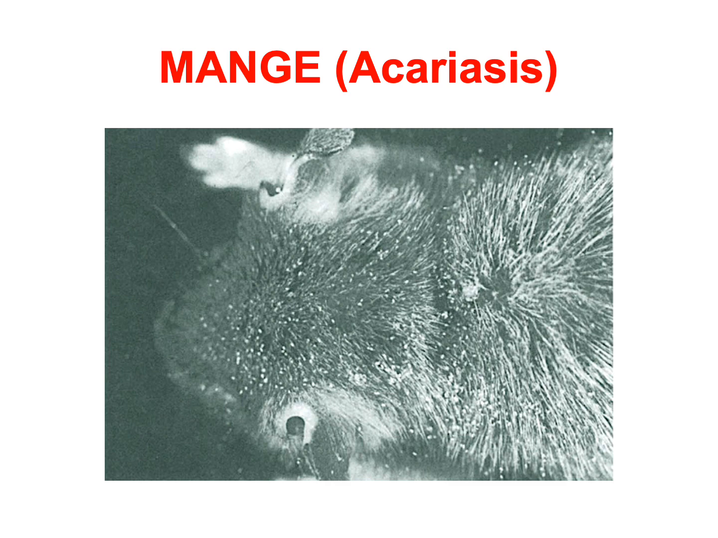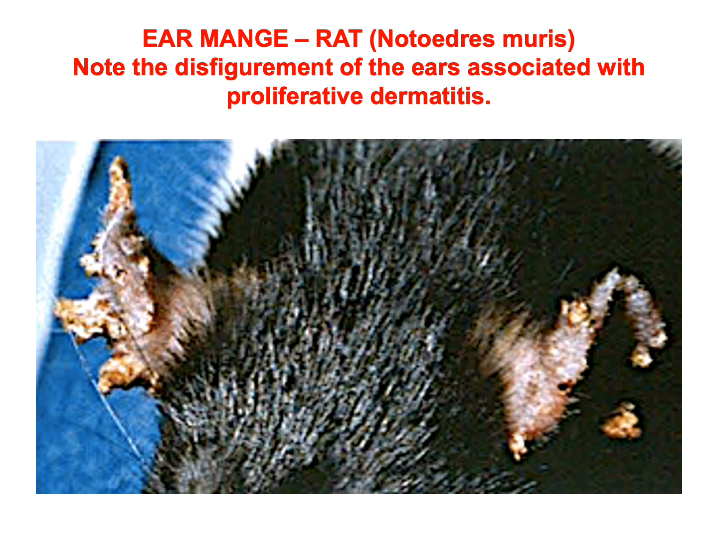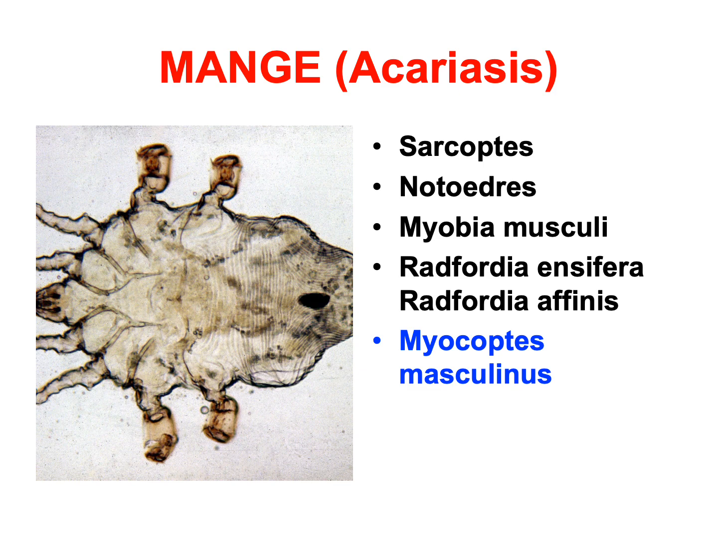But here you can see a very interesting ear mange case in a rat caused by Notoedres muris. Note the disfigurement of the ears associated with proliferative dermatitis. And here you see a list of the organisms causing acariasis, the manges: Sarcoptes, Notoedres, Myobia musculi, Radfordia ensifera and affinis, and Myocoptes musculinus.